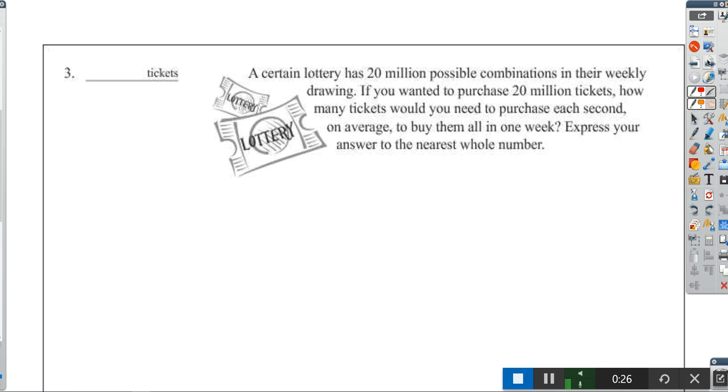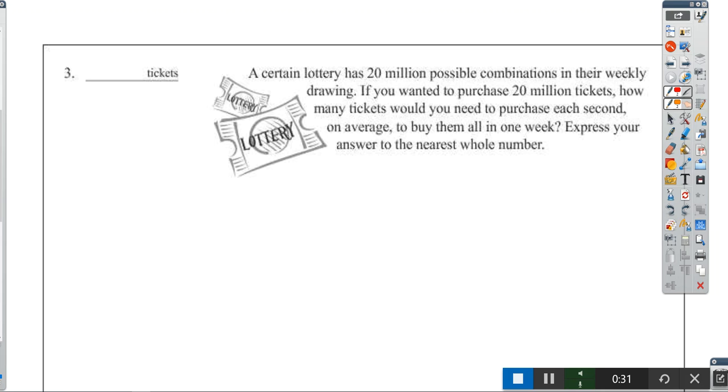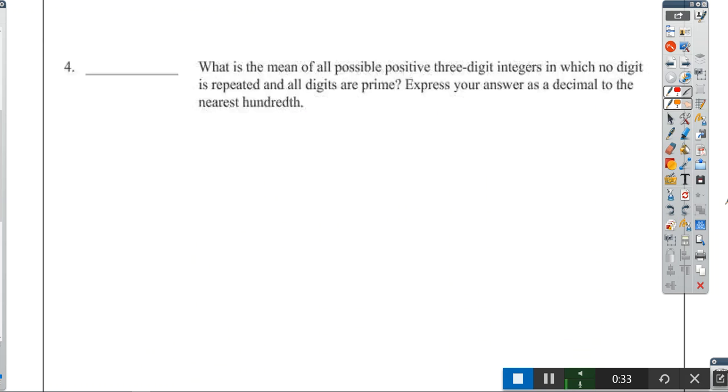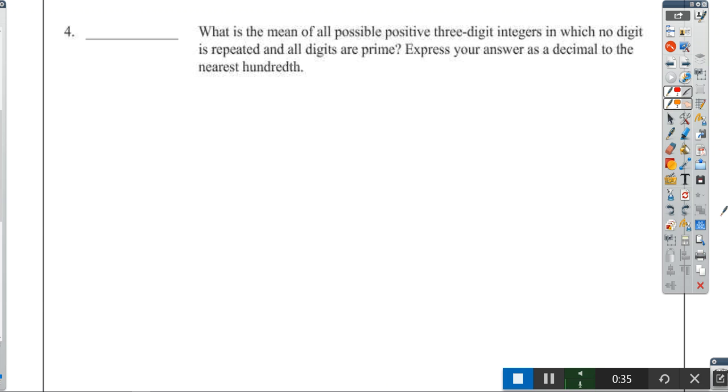There are 24 hours in a day, 60 minutes in an hour, and 60 seconds in a minute. So there you go. All right.